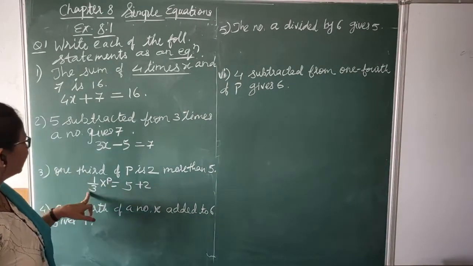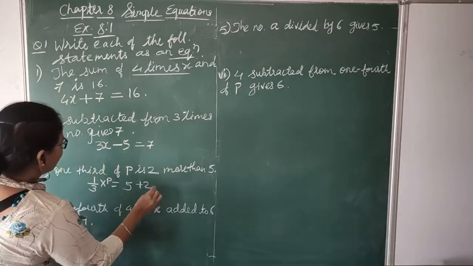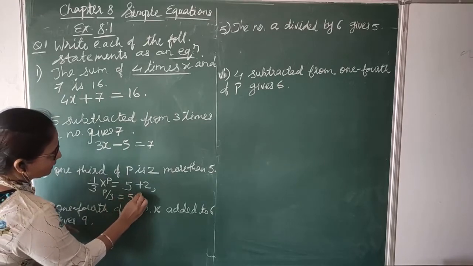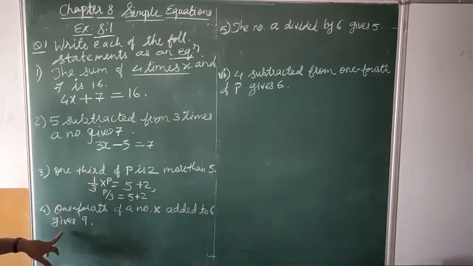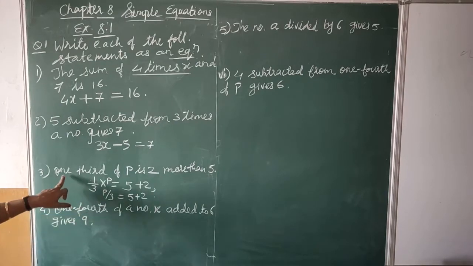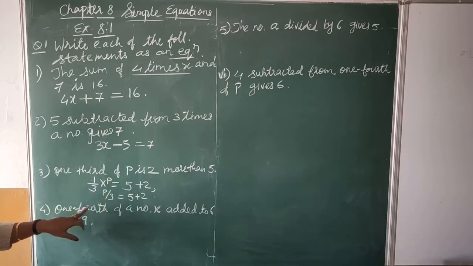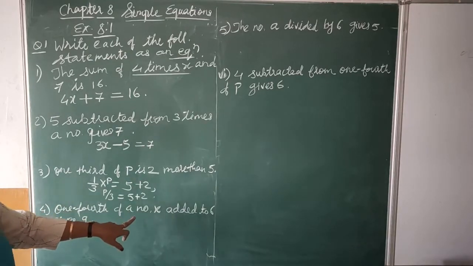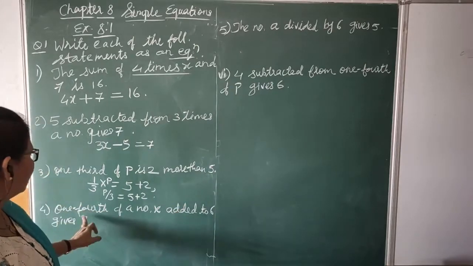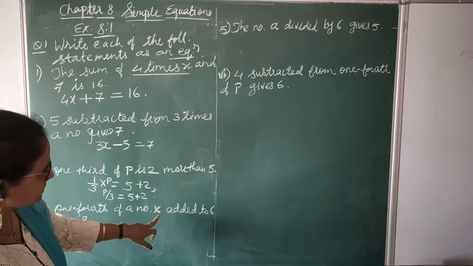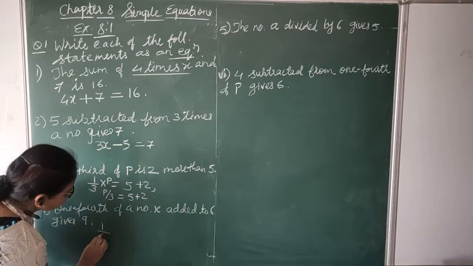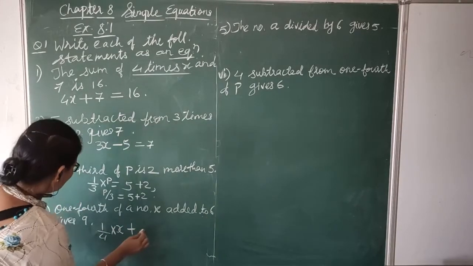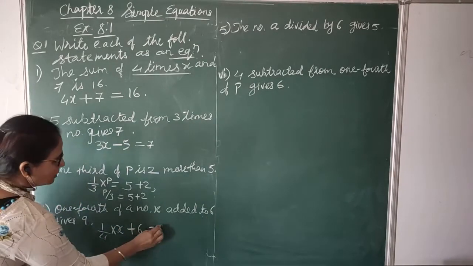Okay. Now this 1/3 into p can be written as p by 3. You can write it like this also: p by 3 is equal to 5 plus 2. Okay. Now let's see this. 1/4, as 1/3 means 1/3, 1/4 means 1/4. So 1/4 of a number x added to 6. 1/4 of a number x. We have been given x here. So we will write 1/4 of x, added means plus, added to 6 gives 9.